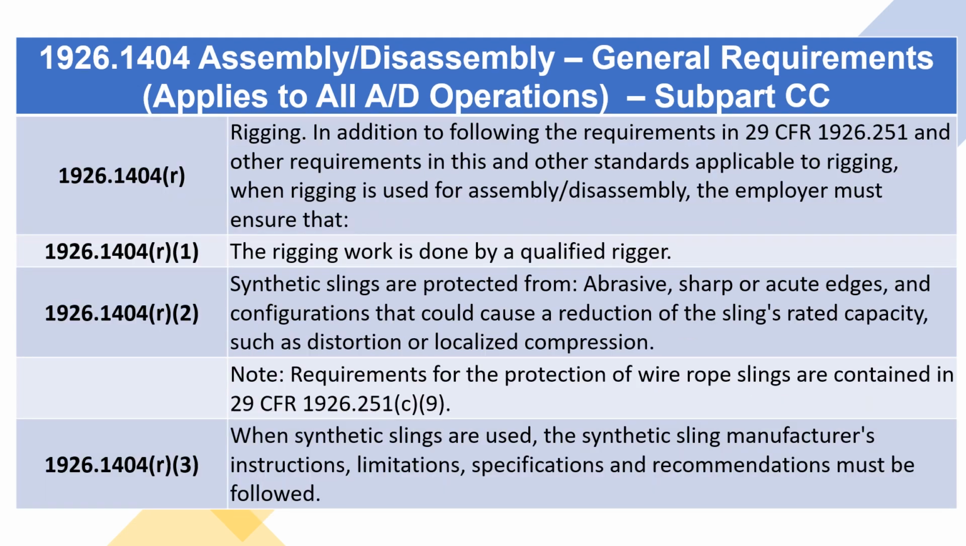1926.1404 R. Rigging. In addition to following the requirements in 29 CFR 1926.251 and other requirements in this and other standards applicable to rigging, when rigging is used for assembly/disassembly, the employer must ensure that: R1 through R3, the rigging work is done by a qualified rigger. Synthetic slings are protected from abrasive, sharp, or acute edges, and configurations that could cause a reduction of the sling's rated capacity, such as distortion or localized compression. Note, requirements for the protection of wire rope slings are contained in 29 CFR 1926.251(c)(9). When synthetic slings are used, the synthetic sling manufacturer's instructions, limitations, specifications, and recommendations must be followed.